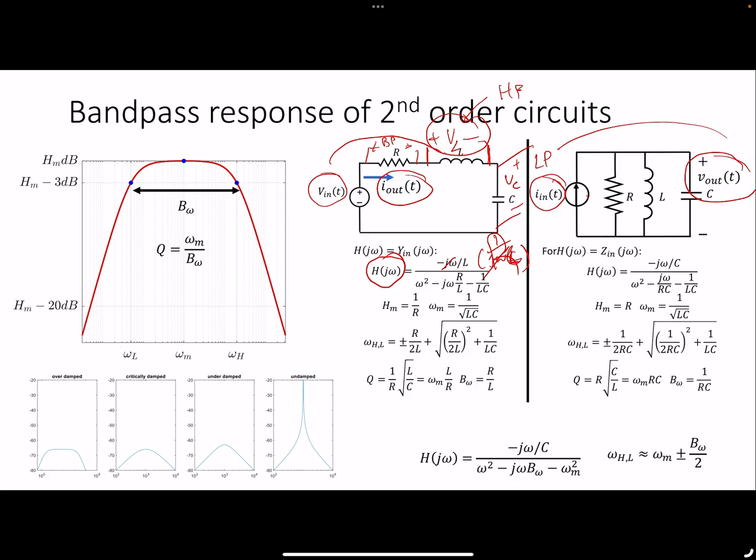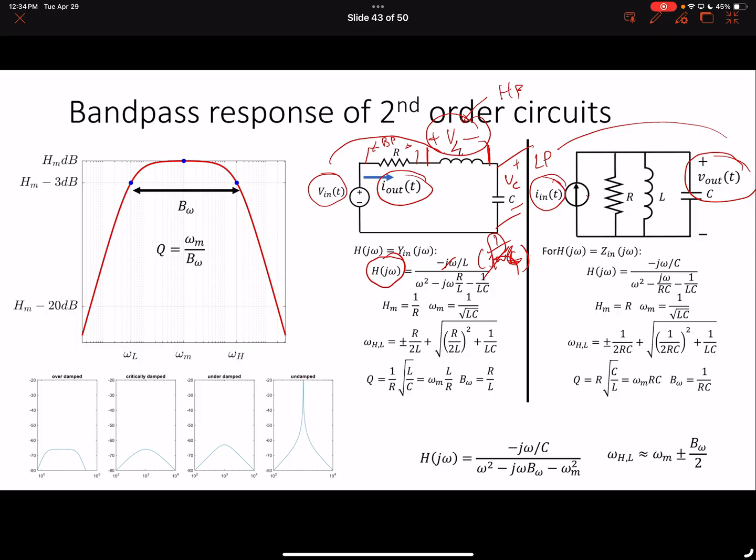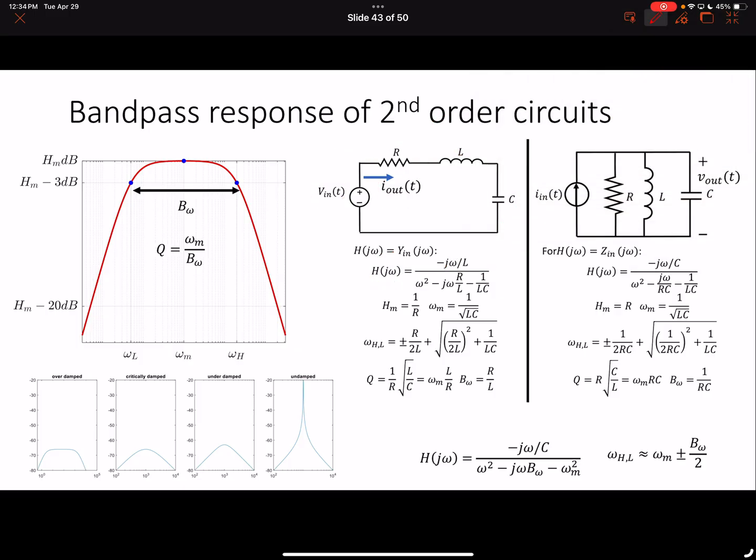So it's important that you know that the same circuit, if I assume different components of it are the output, could be a low pass, a high pass, or a band pass filter. It depends on what I choose to be the output. Okay, let's keep going with this.